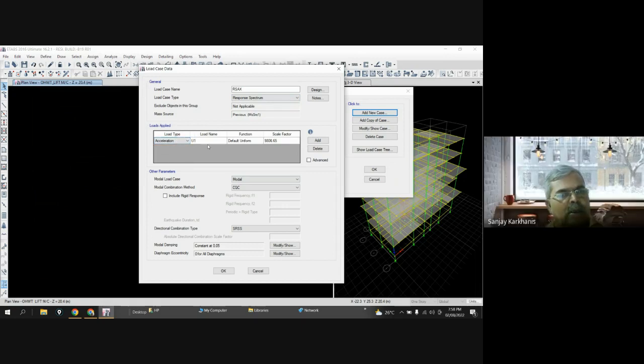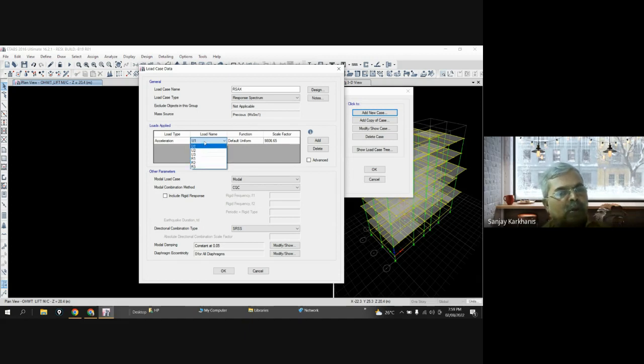Then what is the response that you are going to find out? That is U1. So you are going to find out acceleration response in one direction. You can see 1, 2, 3, R1, R2, R3. That means U1 is a response in X direction. U2 means response in Y direction. U3 means response in Z direction. Then R1 means rotational response about X. R2 means rotational response about Y. And R3 means rotational response about Z.